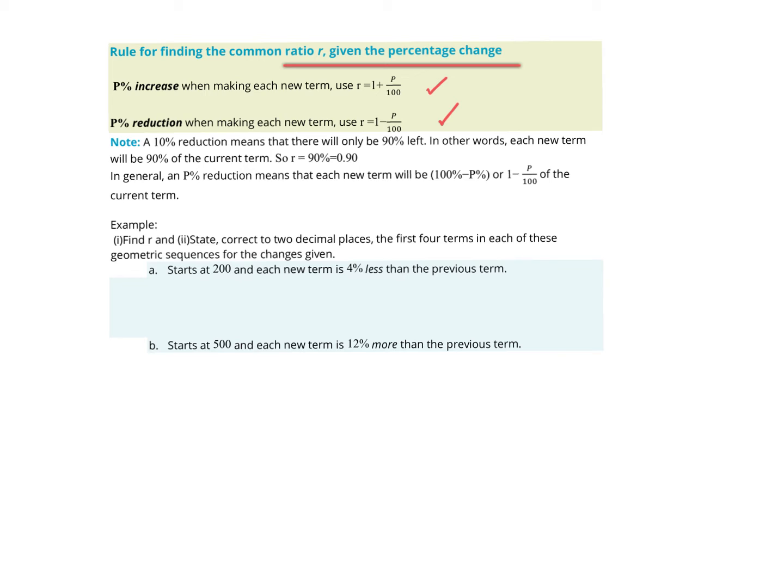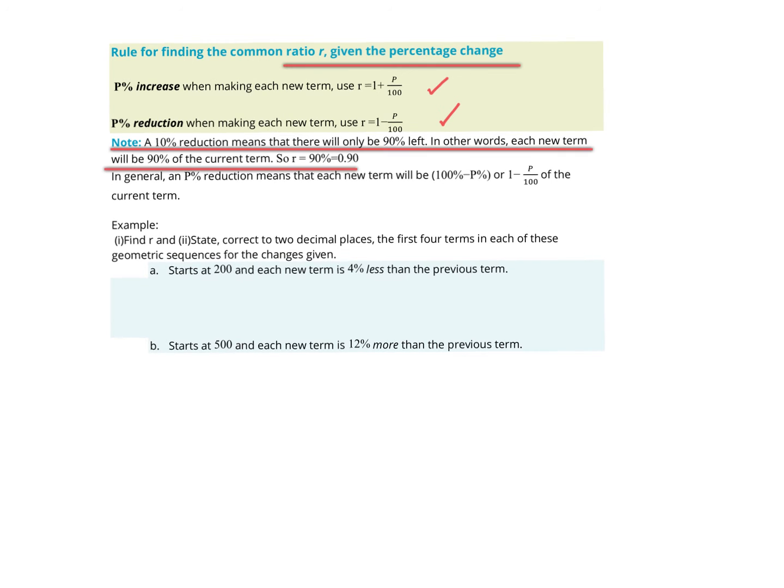A really good explanation of that would be this. A 10% reduction means that there will only be 90% left. In other words, each new term will be 90% of the current term. So that's why we would use R is equal to 1 minus 10 over 100 to give us the 0.9. So let's put that into an example down here.